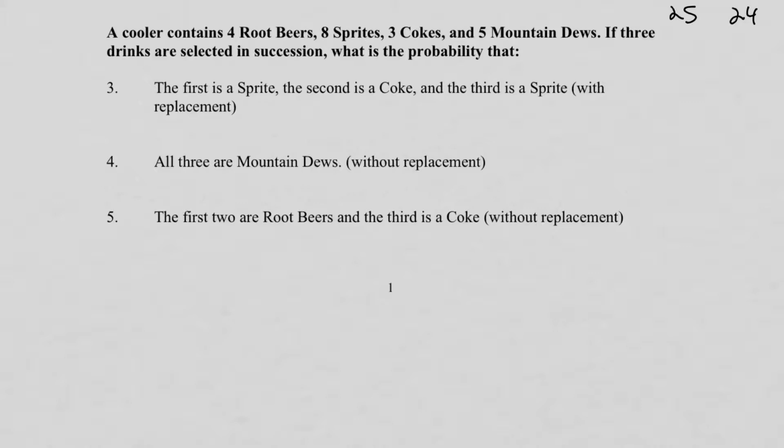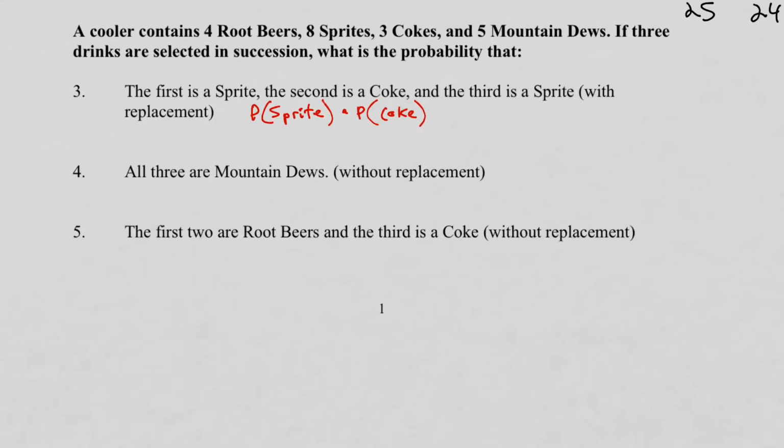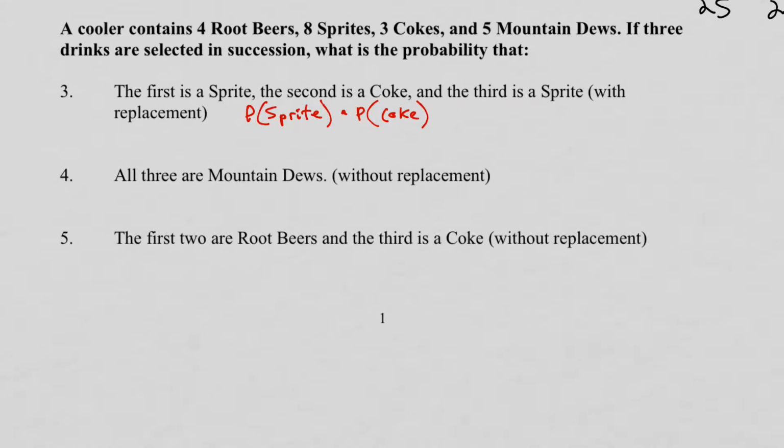So if you click on help me solve this, you may see the symbolism behind this. So I just want to write this down. I'm not going to do it every time, but basically this is the probability of the first event, which is picking a Sprite, times the probability of the second event, which is picking a Coke, times the probability of the third event, we're just picking another Sprite, and this is all with replacement.